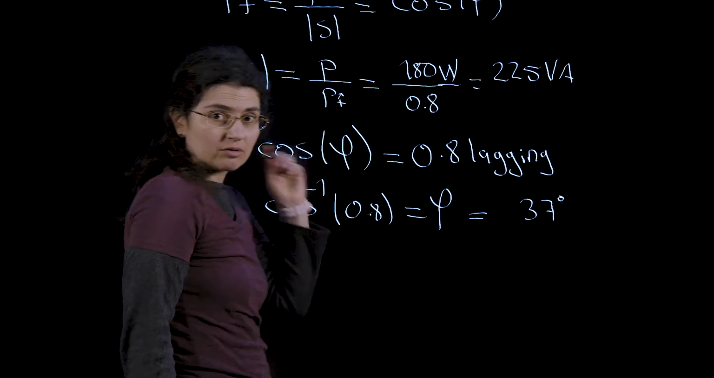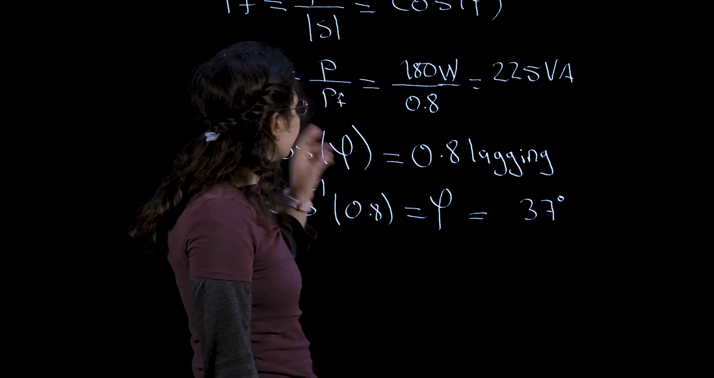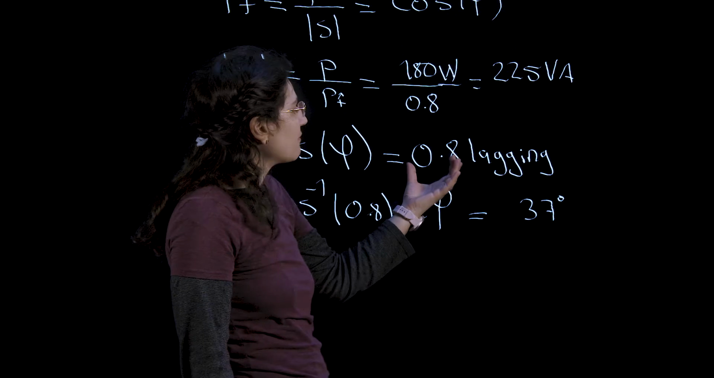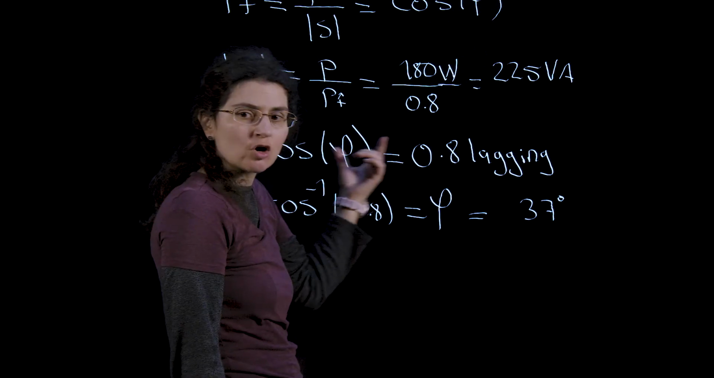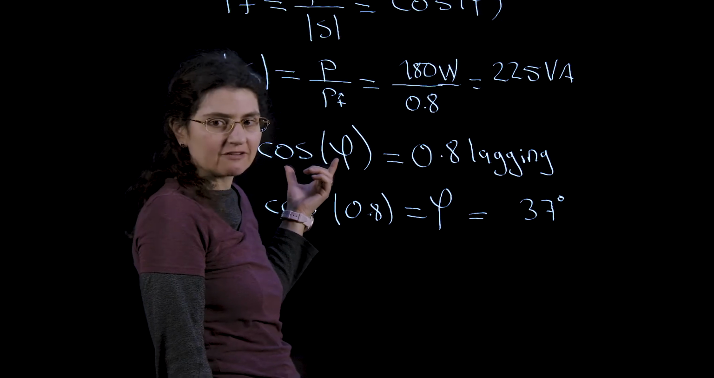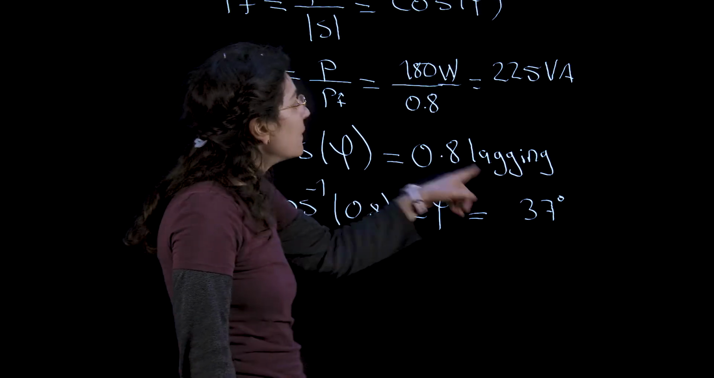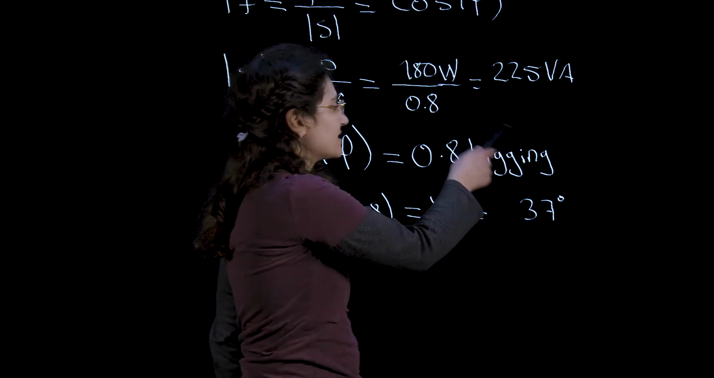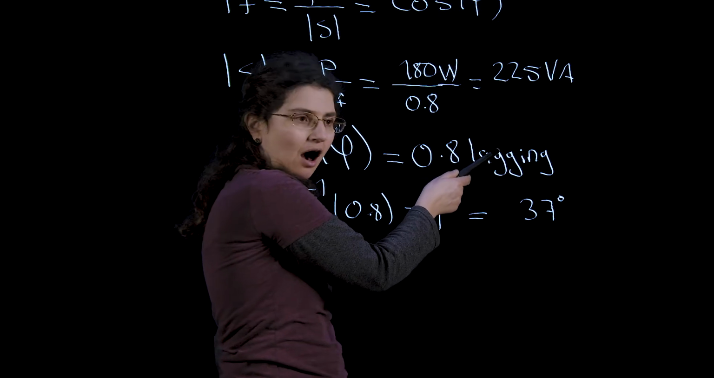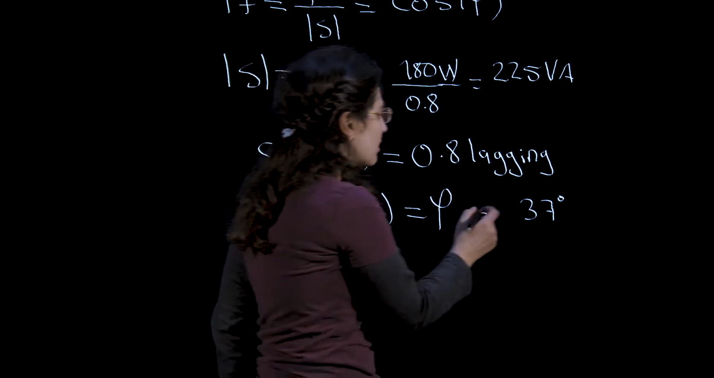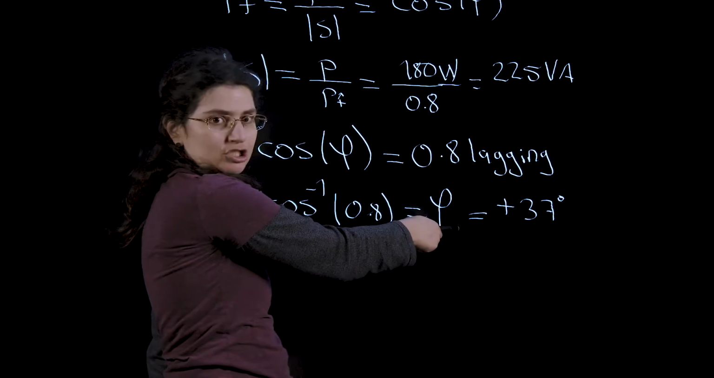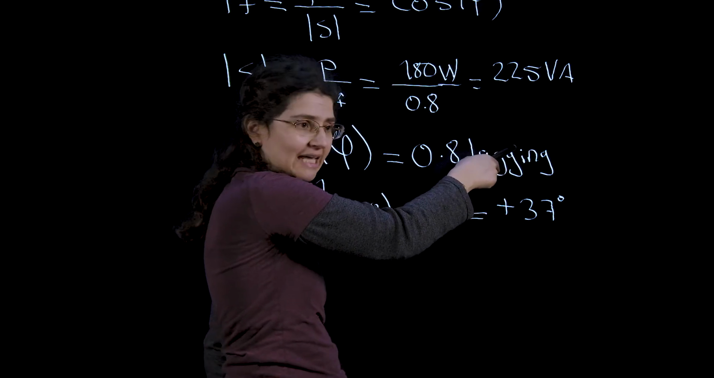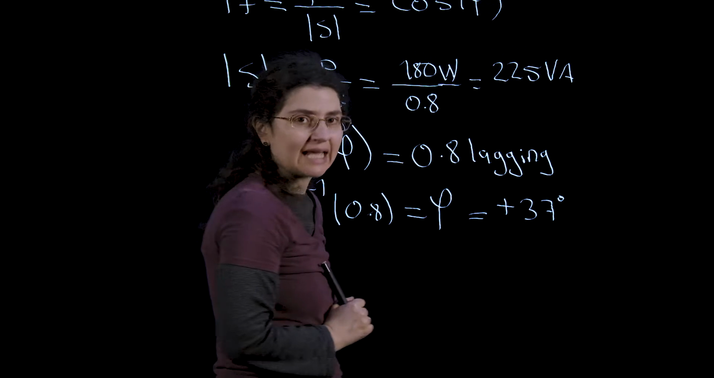Now, as I mentioned in one of our previous videos, the cosine of phi will give me the same number as the cosine of minus phi. So by knowing that we have 0.8 as cosine of phi, we don't know what the sine of phi is. It could be positive or it could be negative. But we do know that it says here lagging. And we said that circuits where power is lagging are mainly inductive, and therefore the sign has to be positive. So this positive sign comes from the fact that our power factor is lagging. If it was leading, the sign would be negative.